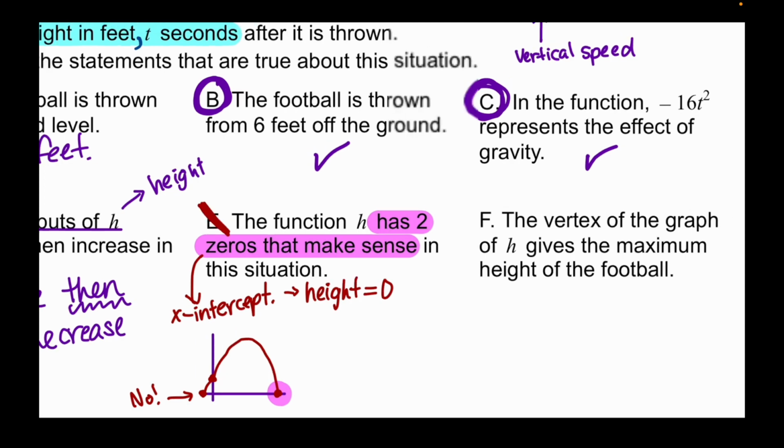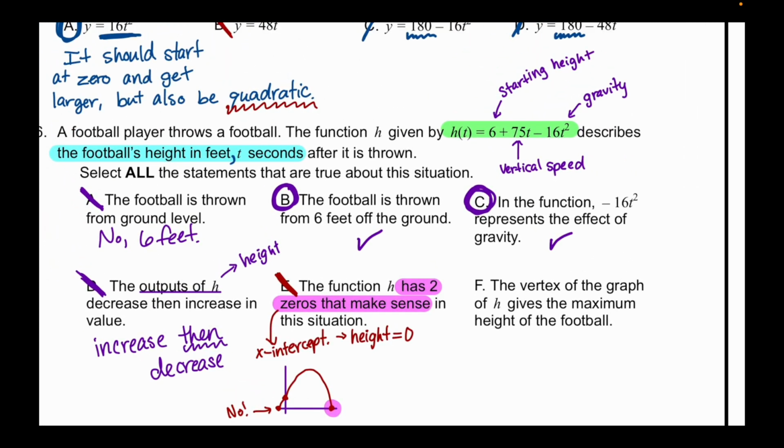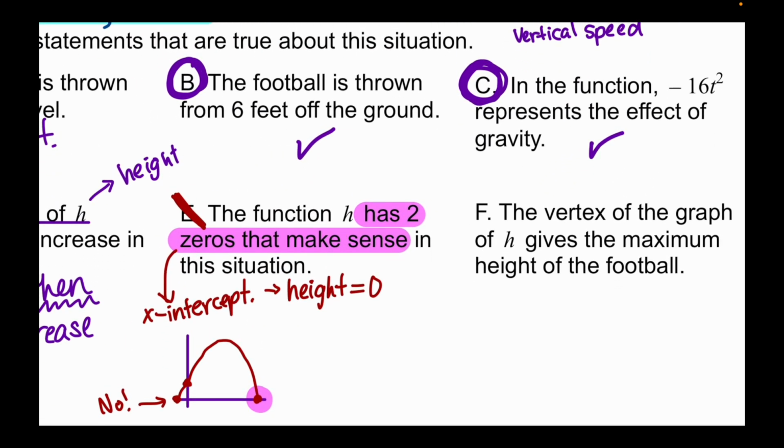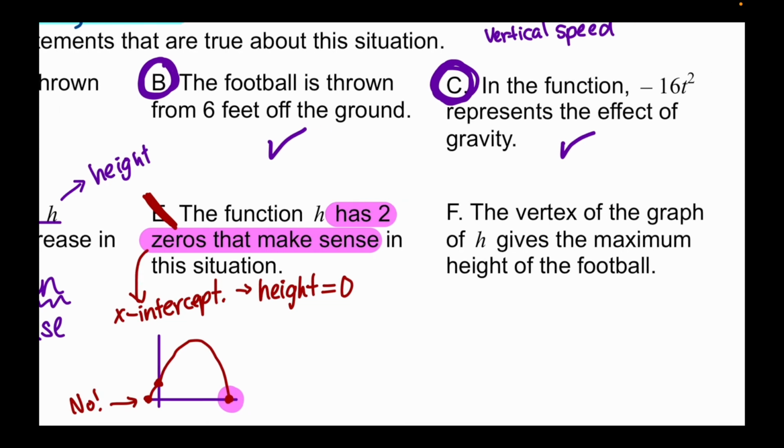And for the last part, this one says the vertex of the graph of h gives the maximum height of the football. So yes, because in this case we have a vertex will always be a maximum or a minimum.